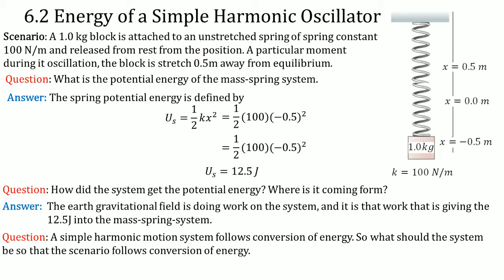Question: a simple harmonic motion system follows conservation of energy. So, what should the system be so that the scenario follows conservation of energy? Like before, we saw that the gravitational field does work, and the gravitational field comes from the Earth. So you have to include Earth in your system. So the answer, it should be the block, the spring, and the Earth system.